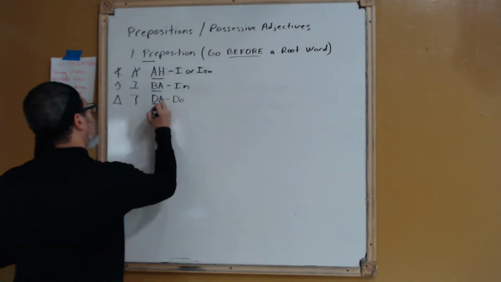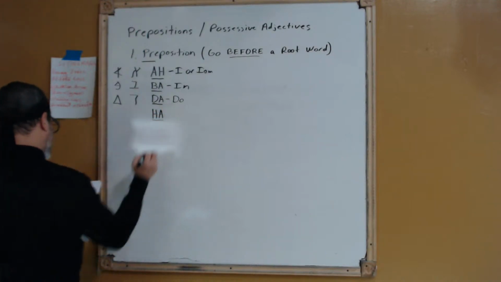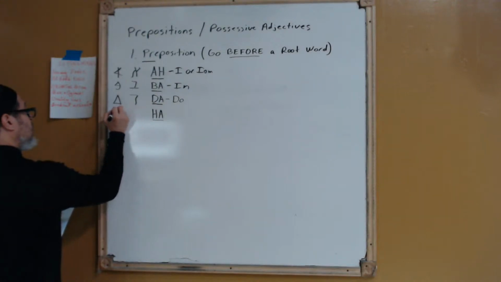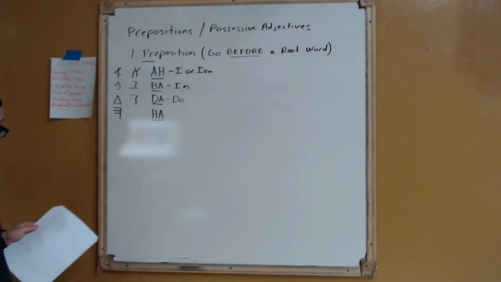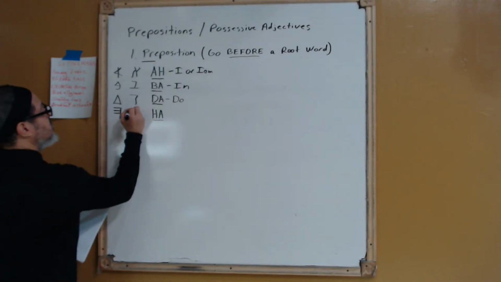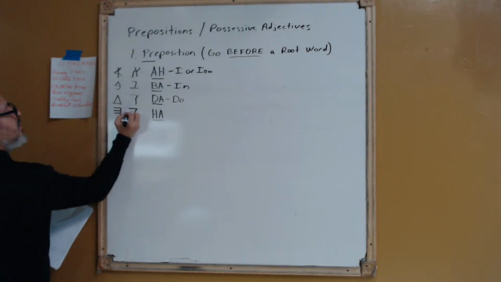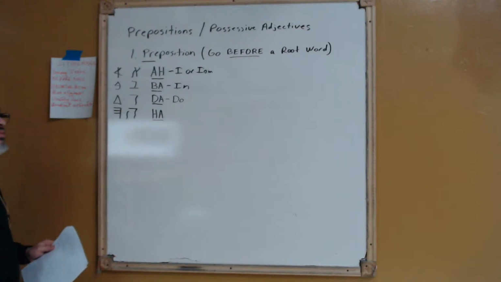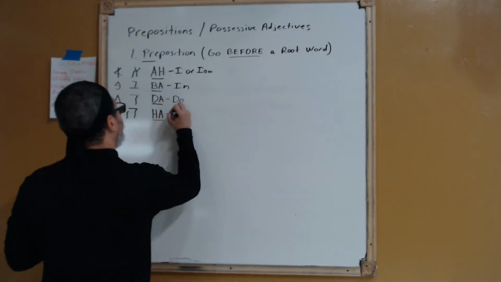Then we have ha. And ha sounds like this in the ancient. And in the modern, drawing just like the da at first. Cross, squiggly, and then another squiggly, and there's a space in between. And that is the word for the.